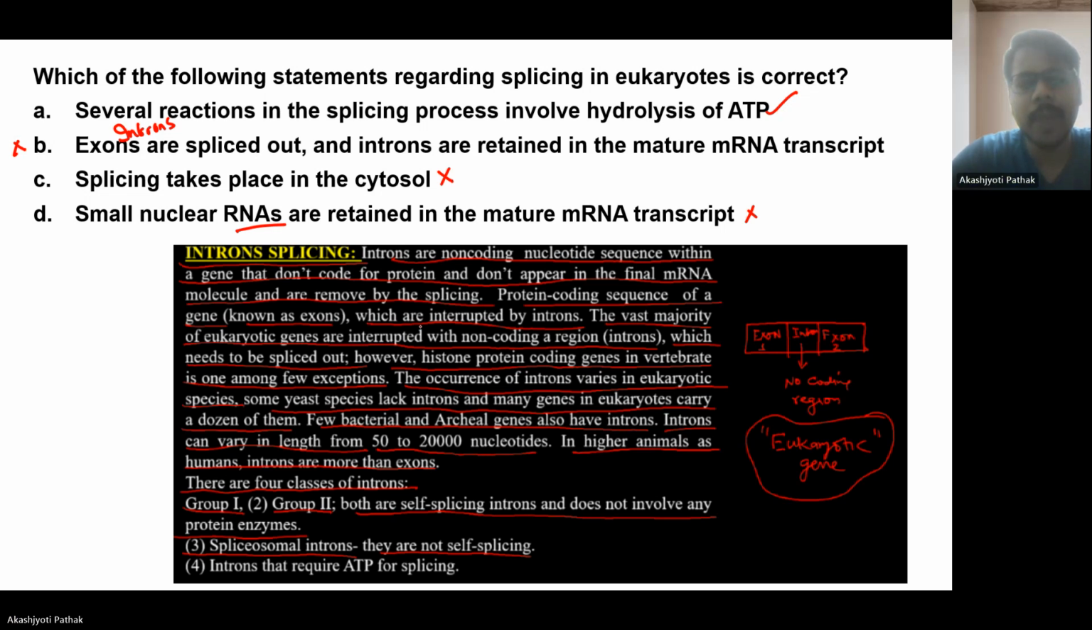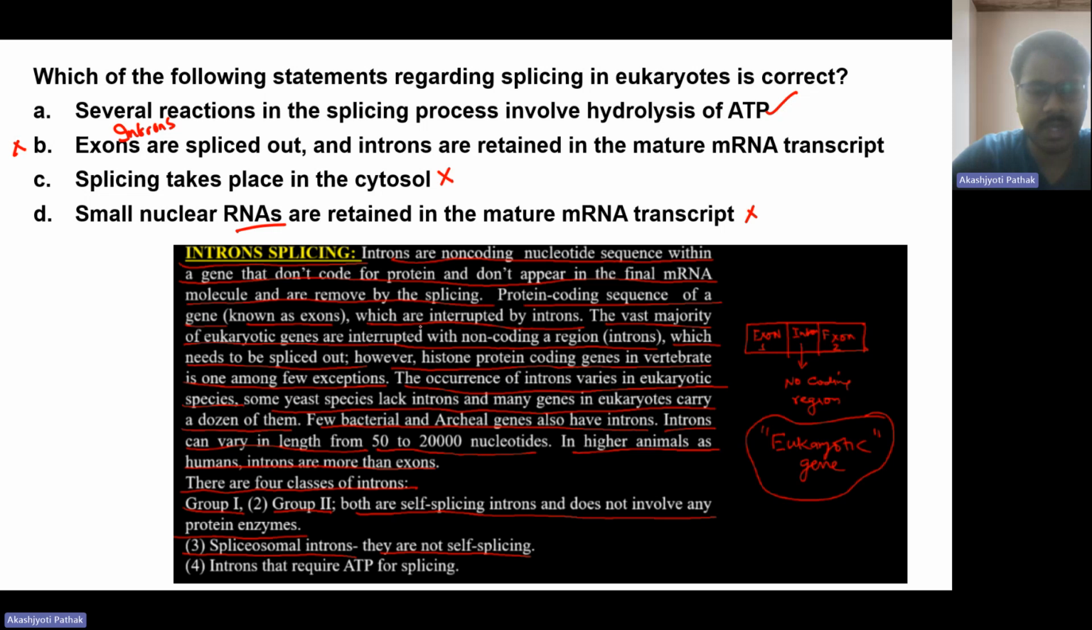Then there are a few bacterial and archaeal genes which are exceptions in the sense that they have introns, and introns can vary in length from 50 to 20,000 nucleotides. In higher animals, such as humans, introns are more than exons. So there are four different classes of introns: group one, group two, group three, and group four. So how do these different classes of introns differ in the splicing machinery?